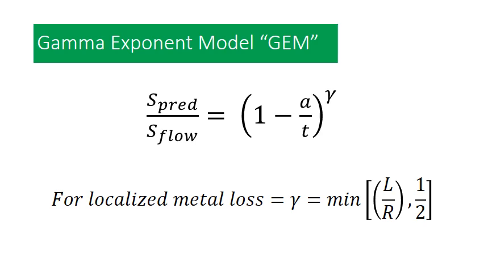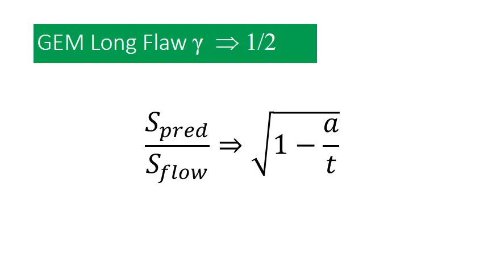Now the gamma exponent here is defined as the minimum of the length of the corrosion flaw over the radius of the pipe, but up to a maximum of 1/2. And that 1/2 is a very interesting thing. What that 1/2 means is that if we have a long flaw that we're assessing using the gamma exponent model, we would actually see that the remaining strength converges to the proportionality of the square root of the remaining ligament, rather than the actual remaining ligament itself. And that seems a little bit tricky, but as we saw in the plot before, that's what the data seems to show.